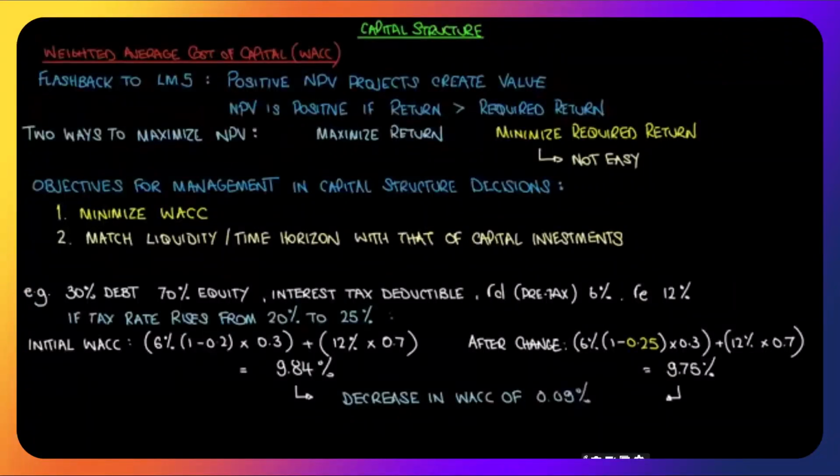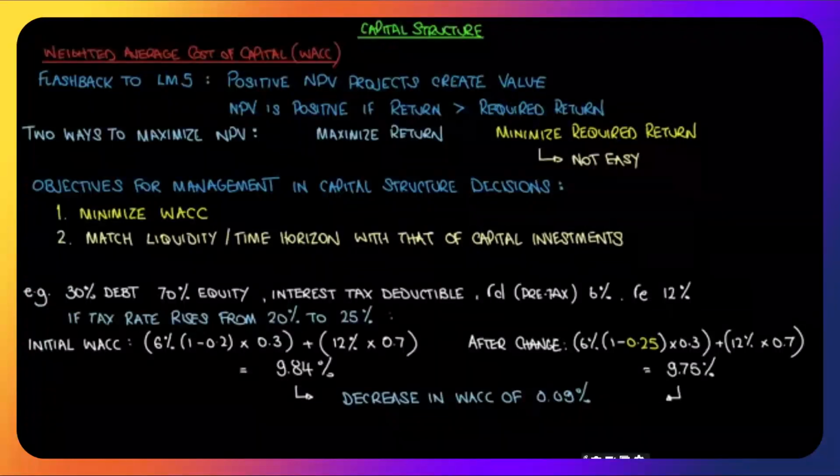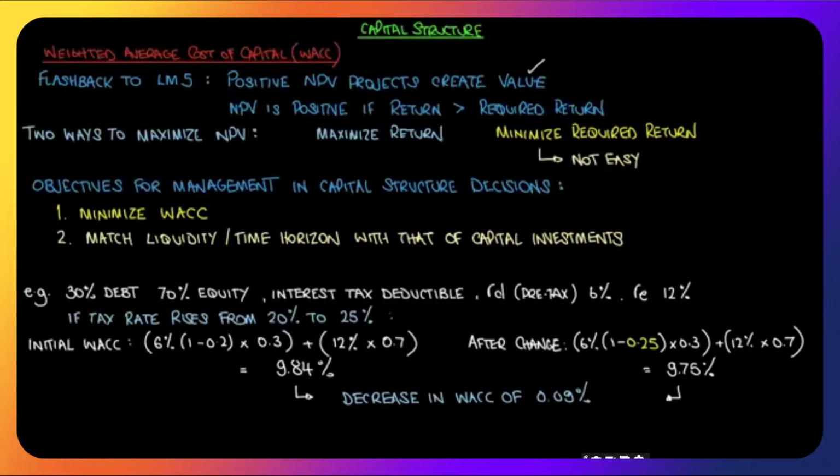Let's move on. And we're moving on initially by flashing backwards to Learning Module 5. Remember what we said there. Positive NPV projects create value. And you'll get a positive NPV project if the return that capital investment generates is greater than the required return. Clearly, hopefully clearly from the earlier modules, management's objective, if their interests are aligned with shareholders, is to maximize shareholder value, maximize shareholder wealth.